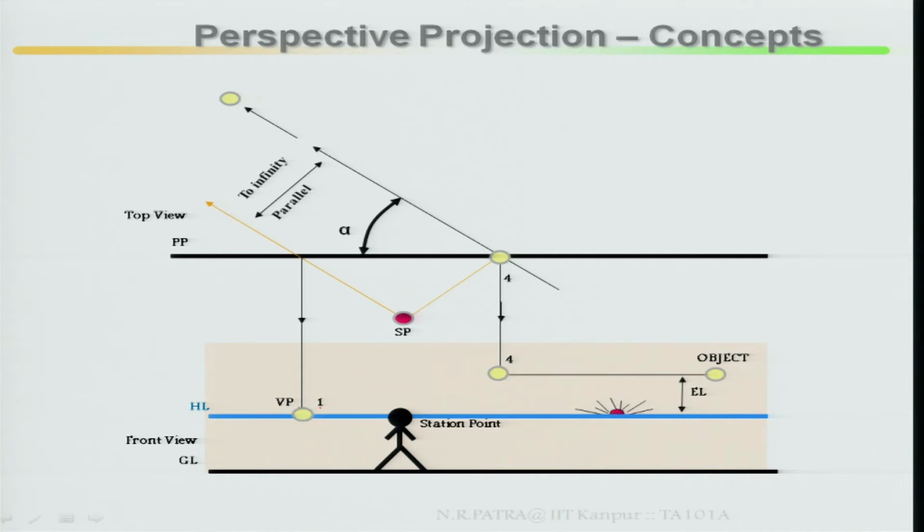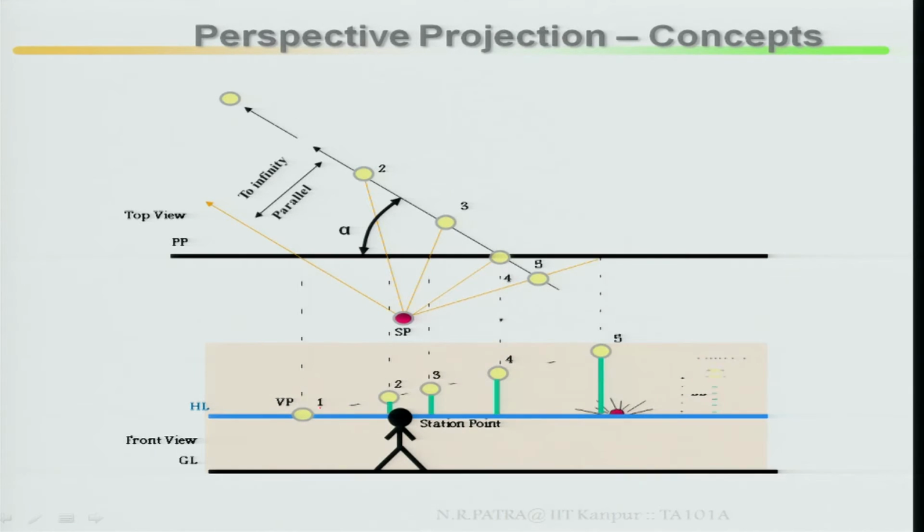Then from vanishing point 1 you join to point 4, and along this line your object will be projected back. Now, look at how your object looks. At position 5 the object looks like this, then at 4 it diminishes, at 3 it becomes smaller, then at 2 it is smaller again, and at point 1 it converges. At infinite distance, at point 1 it converges, and that is your vanishing point.